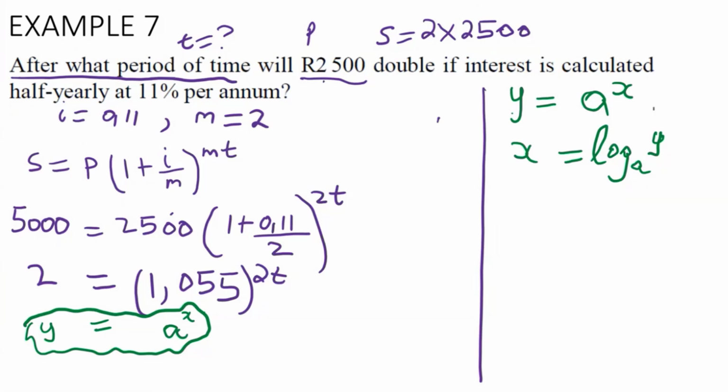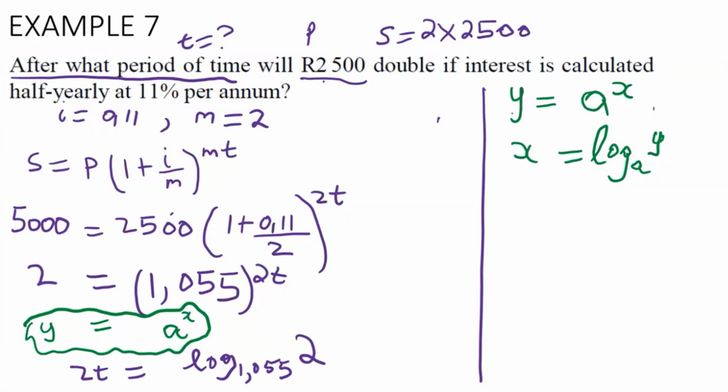So now to solve here, using this, your 2t is going to be equal to the log to the base 1.055 of whatever you find there, which is 2. Then you still have a problem, okay? You still have a problem because you have a base here. This is the base of 1.055, and your calculator cannot handle it.